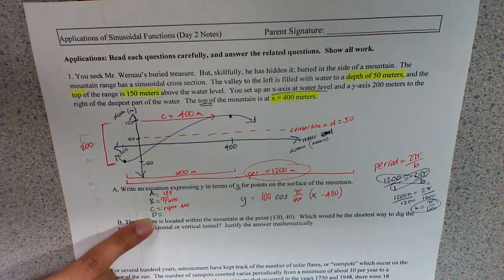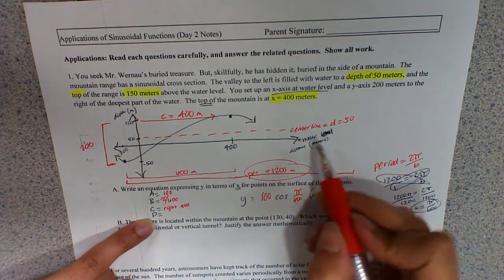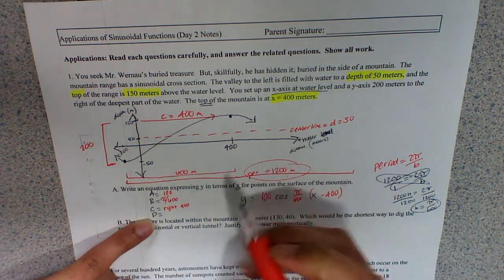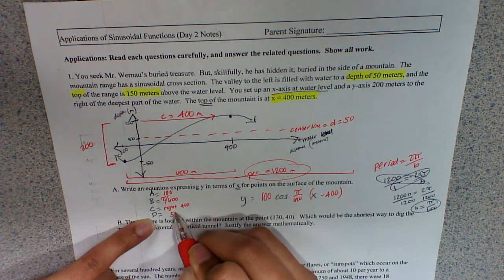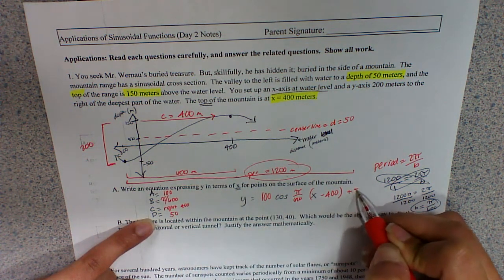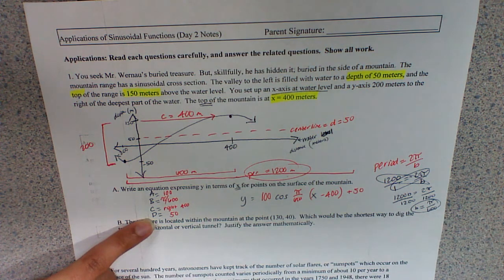So now I will need to find my D value, and like I said earlier, remember, D is exactly where your center line is located, which is at 50, positive 50. So we'll write down plus 50 at the end. So there's my equation done.